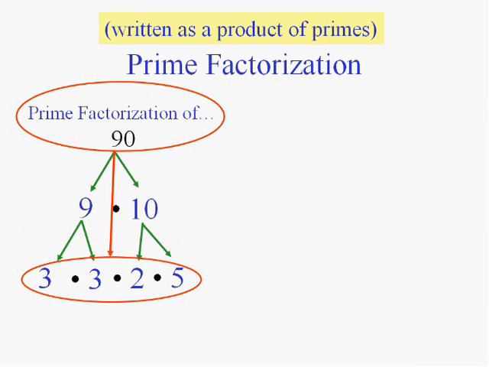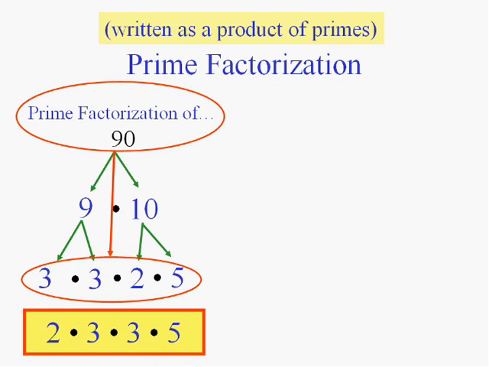So here is today's final Jeopardy answer. The prime factorization is 3 times 3 times 2 times 5, or putting it in order, 2 times 3 times 3 times 5. That's the way to answer it.